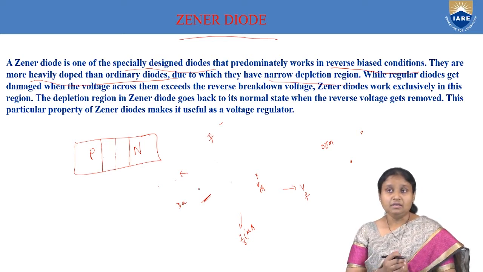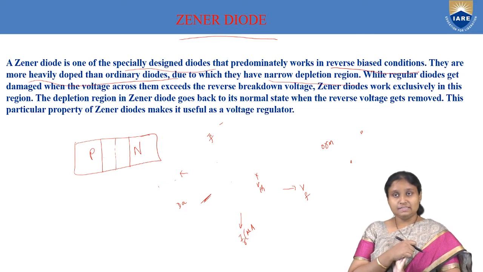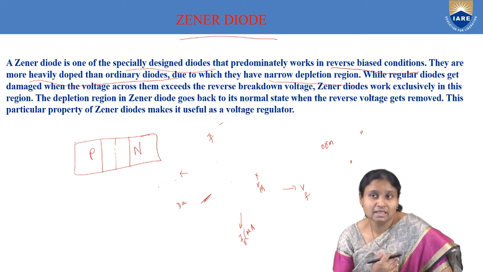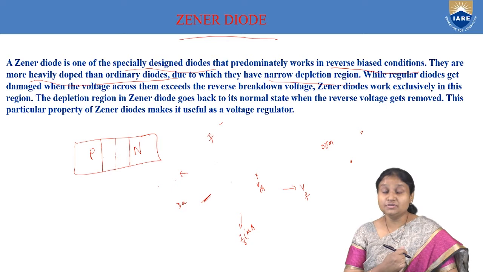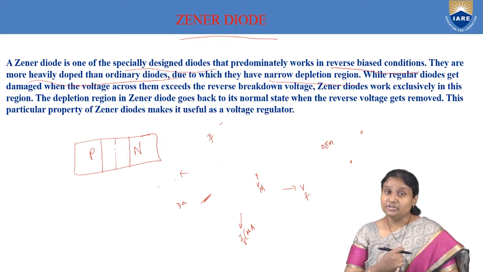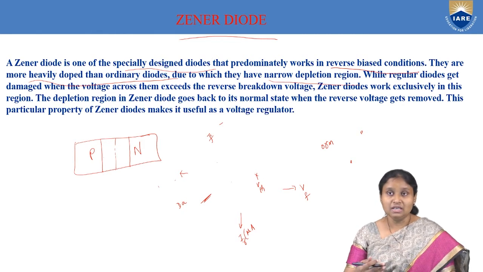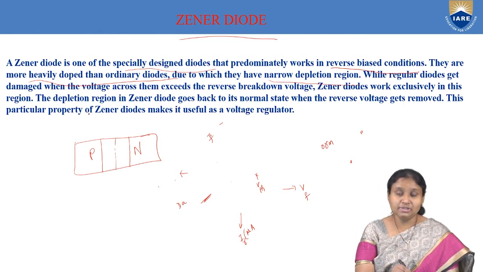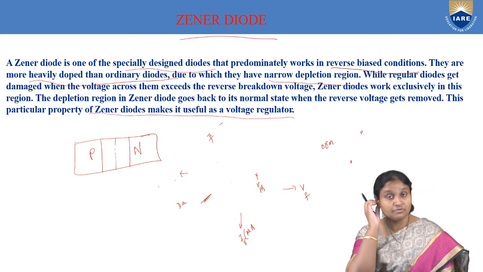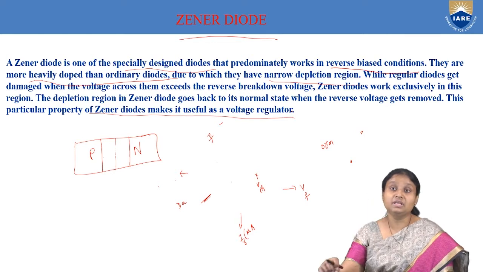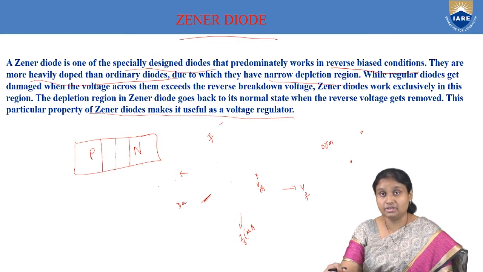Okay, and here, of course, what is the main advantage of having a narrow depletion region, and in what way is it going to benefit us? In what way is it different, not only in construction but in its working, from a normal diode? We are going to see that in the next slide. And as I told you, in the end we are going to focus on one of its applications. What is that application? Where it will be working as a voltage regulator.